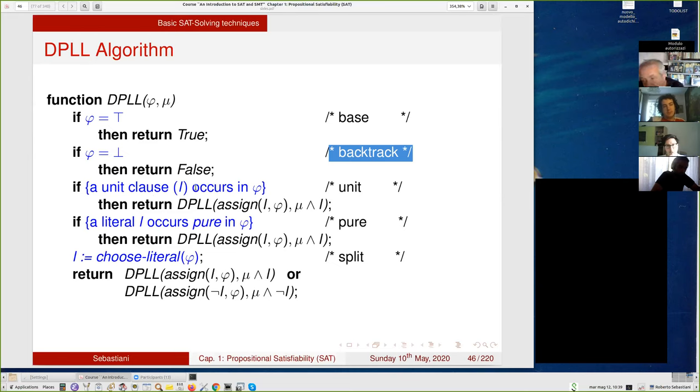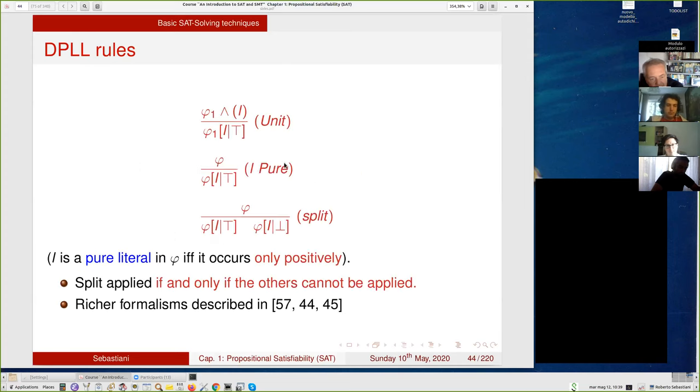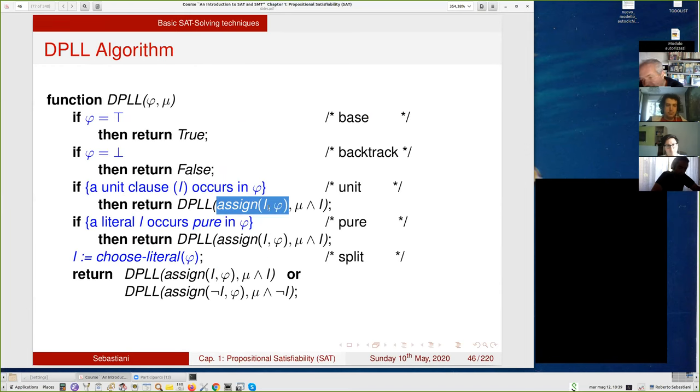If a unit clause L occurs in the formula, then what you do? You assign L to phi. Assigning L to phi means substituting all instances: if L is a positive literal, assign all instances of A to true and simplify the formula accordingly. If L is a negative literal, you assign all instances to false and simplify the formula. And you add L to the current truth assignment. Once you have done it, you invoke recursively the function over the simplified formula and the current augmented assignment.